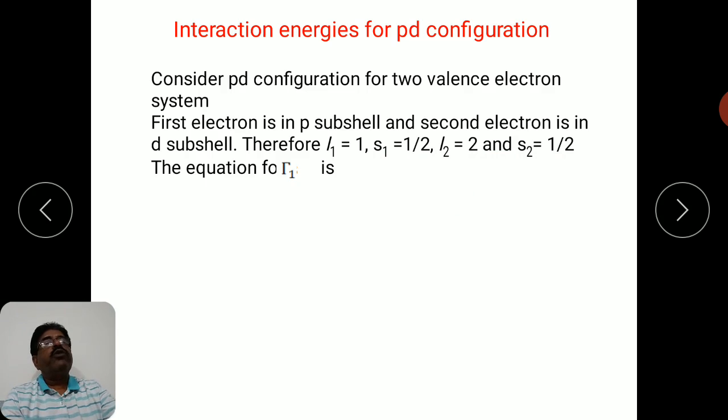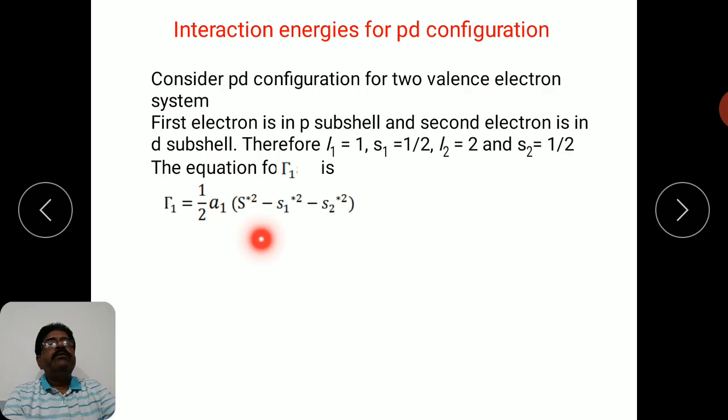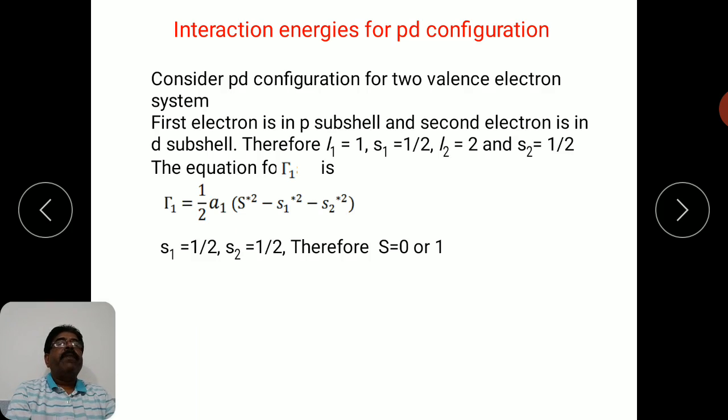So we know these four quantum numbers, you can say. The equation for gamma 1 is given by gamma 1 equal to 1/2 A1 in bracket S* squared minus S1* squared minus S2* squared, where S1 is equal to half, S2 is equal to half, and S is equal to 0 or 1. S can have two values, 0 or 1, because S1 is 1/2 and S2 is 1/2.